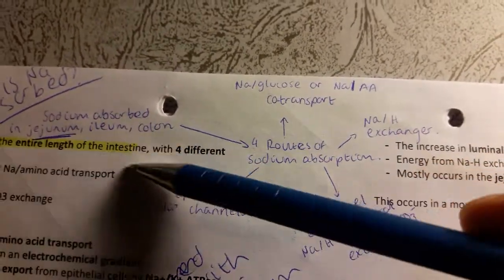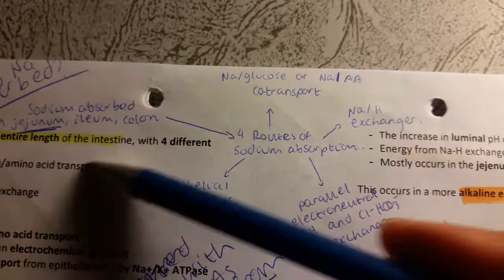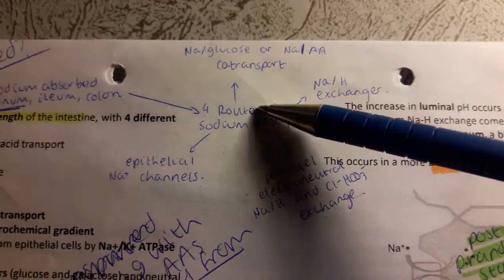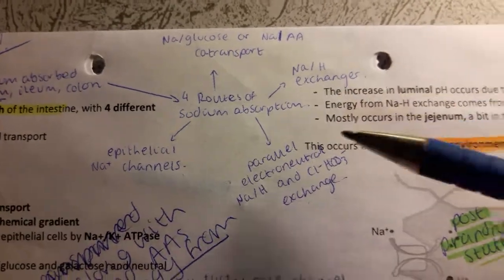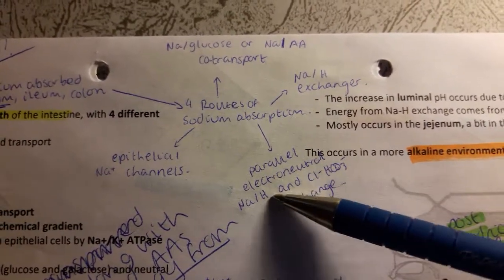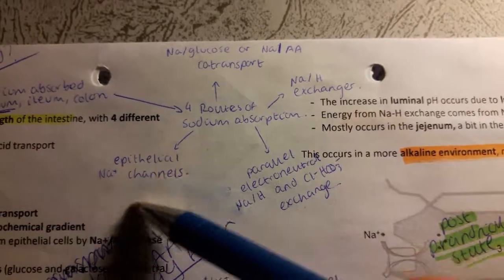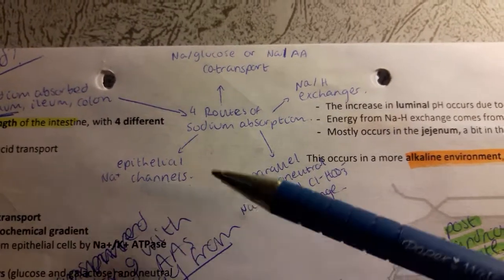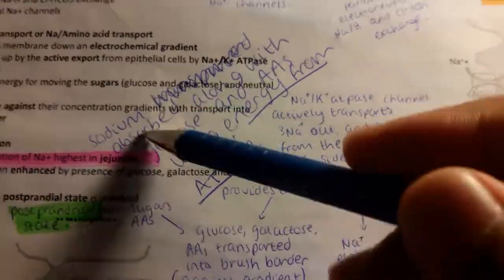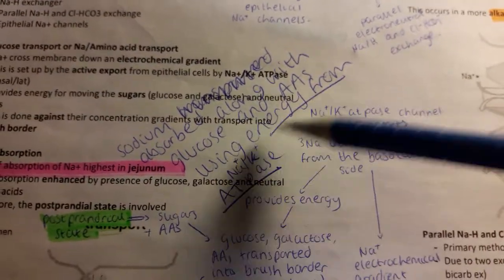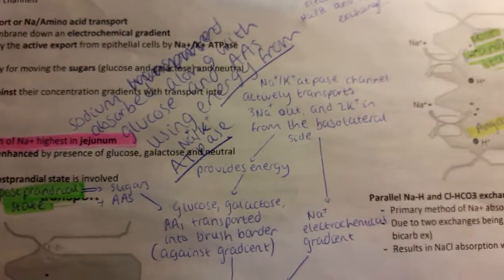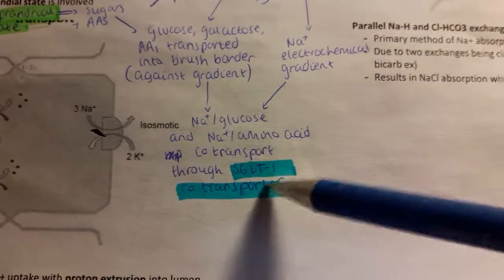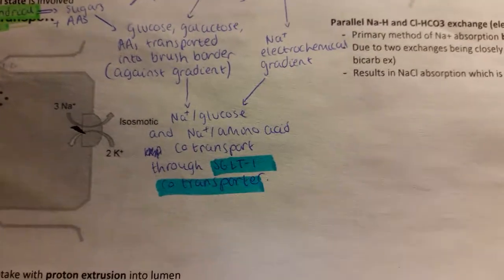Sodium is absorbed throughout the intestines, but mainly in the jejunum. And there's 4 routes: sodium-glucose and sodium-amino acid cotransport, sodium-hydrogen exchanger, parallel electroneutral sodium-hydrogen exchanger and chloride-bicarbonate exchanger, as well as epithelial ENaC sodium channels in the colon. Sodium is absorbed along with glucose and amino acids, using energy from the sodium-potassium ATPase. And the cotransport happens through this cotransporter, SGLT1.